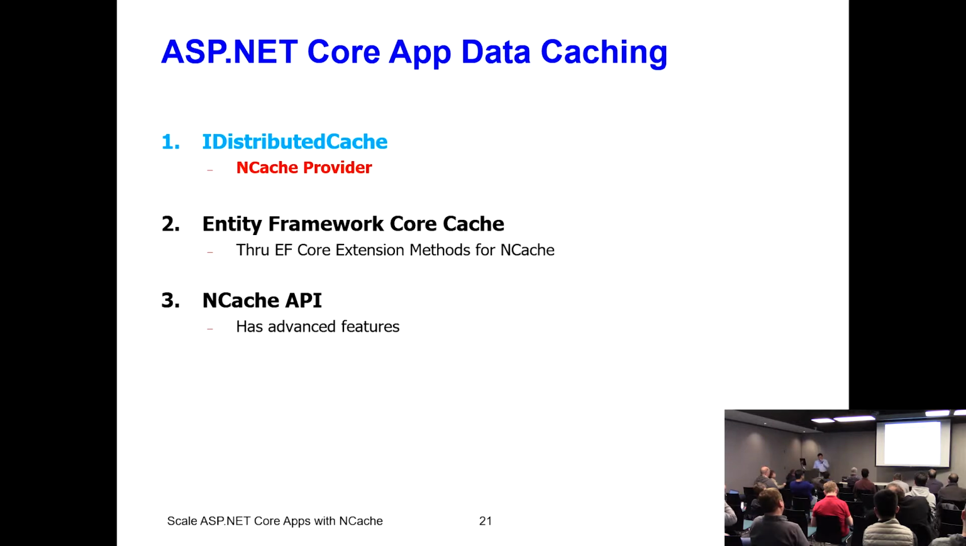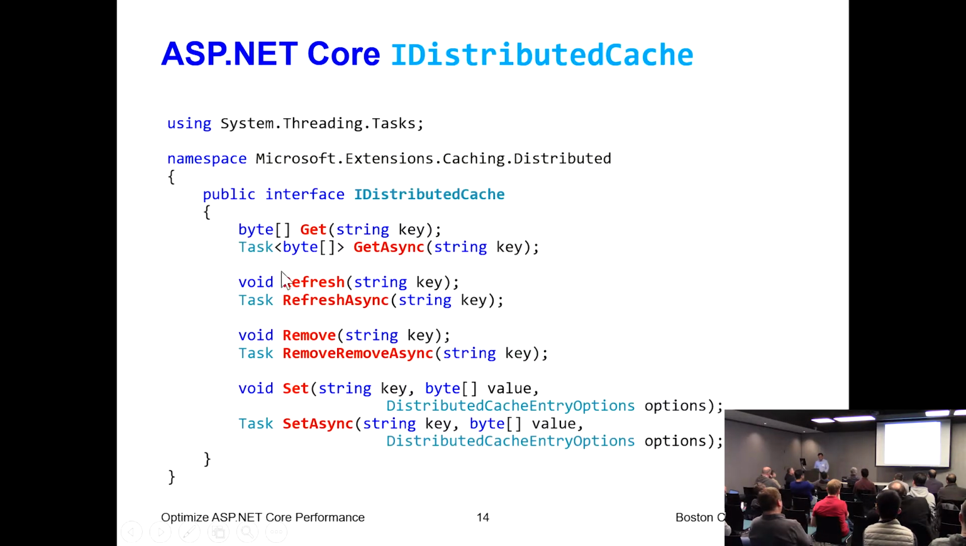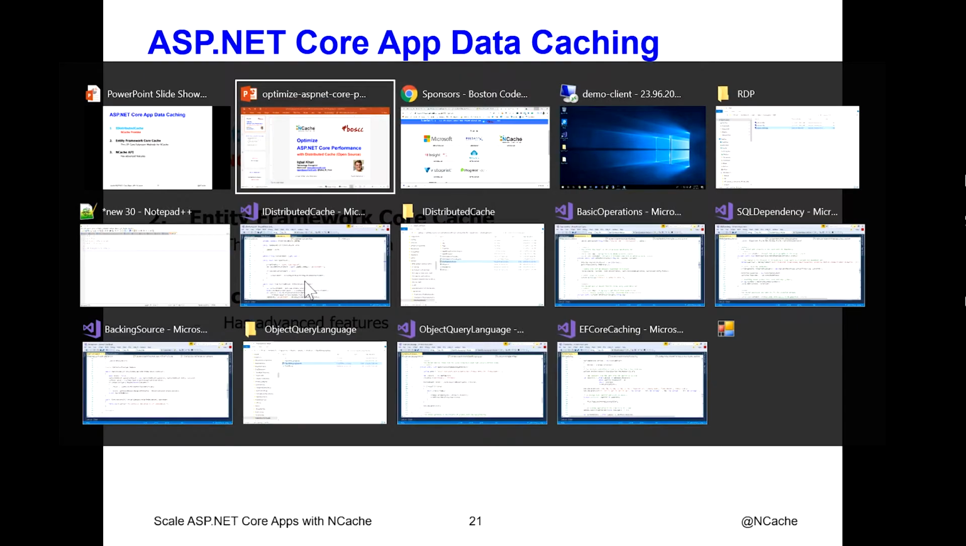The second is if you've got an EF Core application, you can actually use a simpler way to plug in NCache, and I'll show you. We've implemented extension methods for EF Core, and again, this is both open source and enterprise. There's the EF Core sample, and I'm going to have to wear my glasses now.